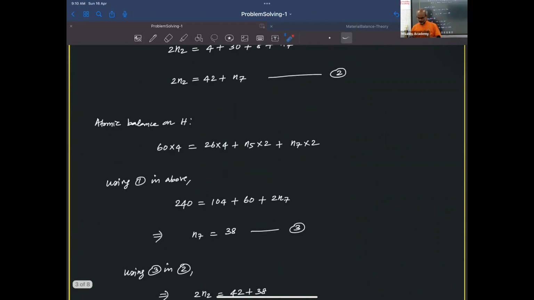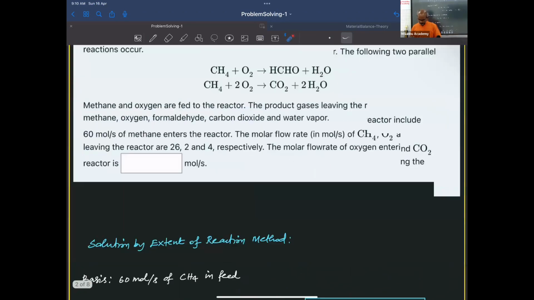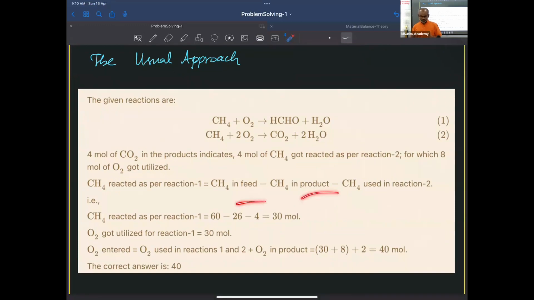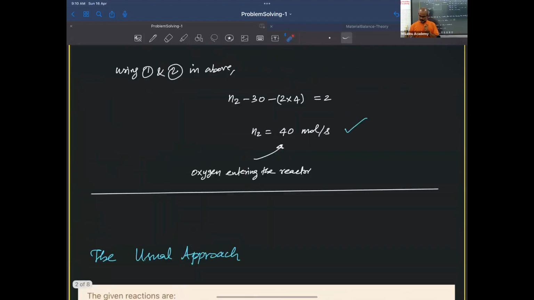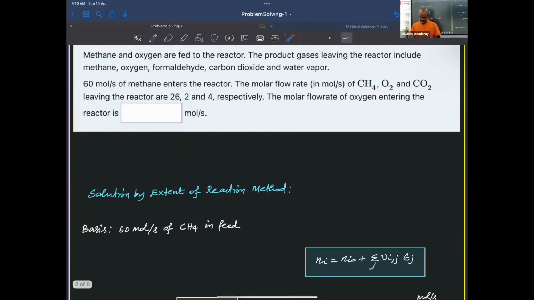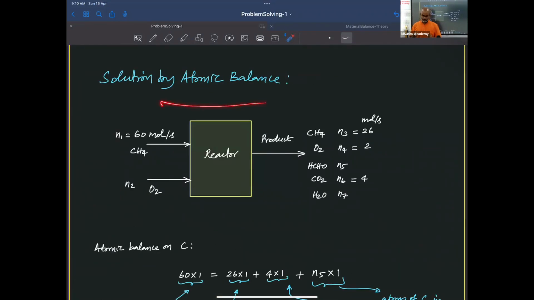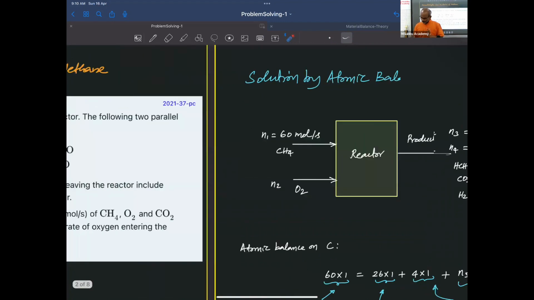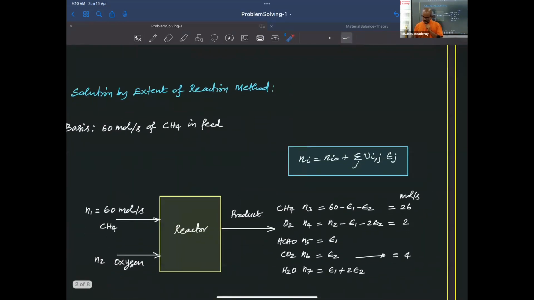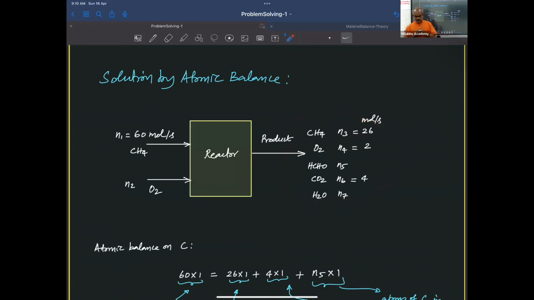Now in the usual mole balance approach, we have to start properly, otherwise we keep on searching and cannot arrive at the answer. Whereas the extent of reaction method is also very straightforward. Like the extent of reaction method, this atomic balance is also quite helpful. At least for multiple reactions, the extent of reaction method and the atomic balance method are quite helpful compared to the usual mole balance approach.